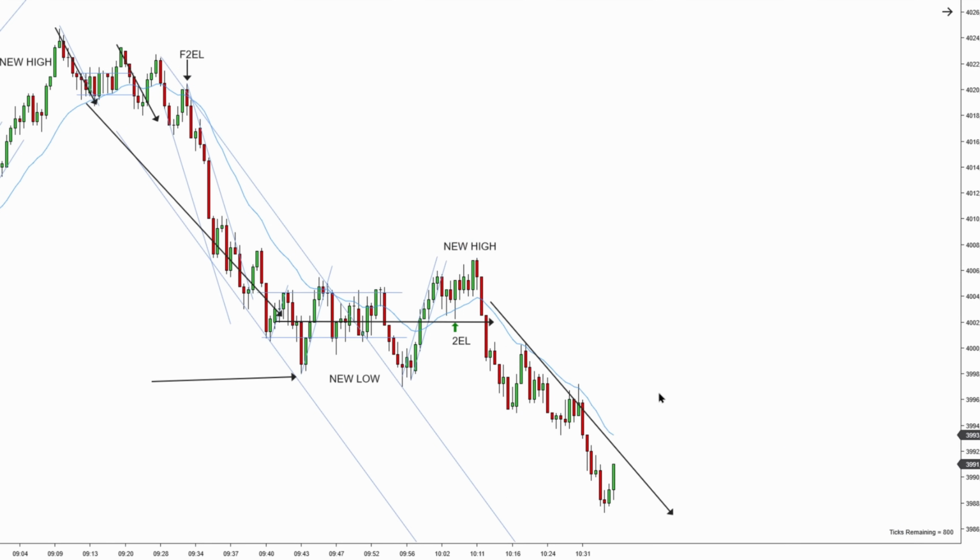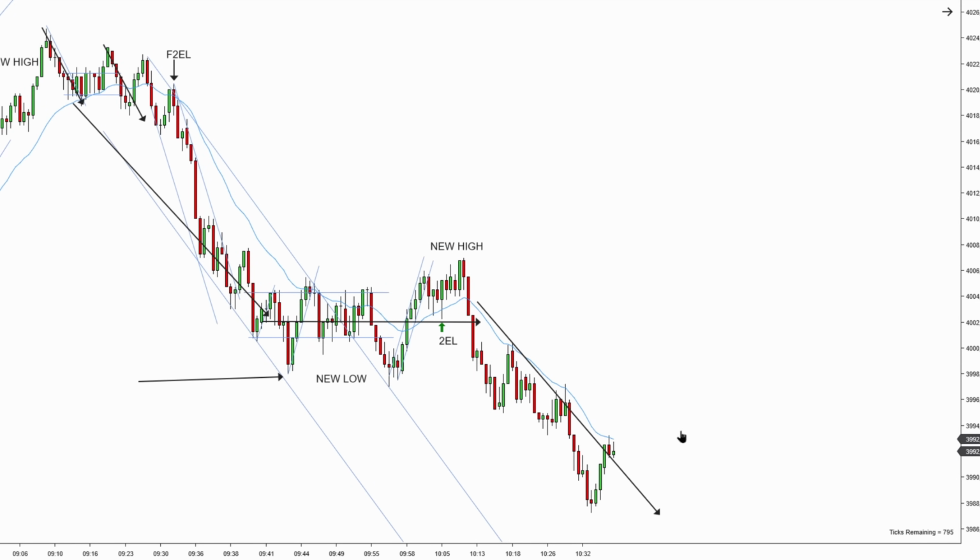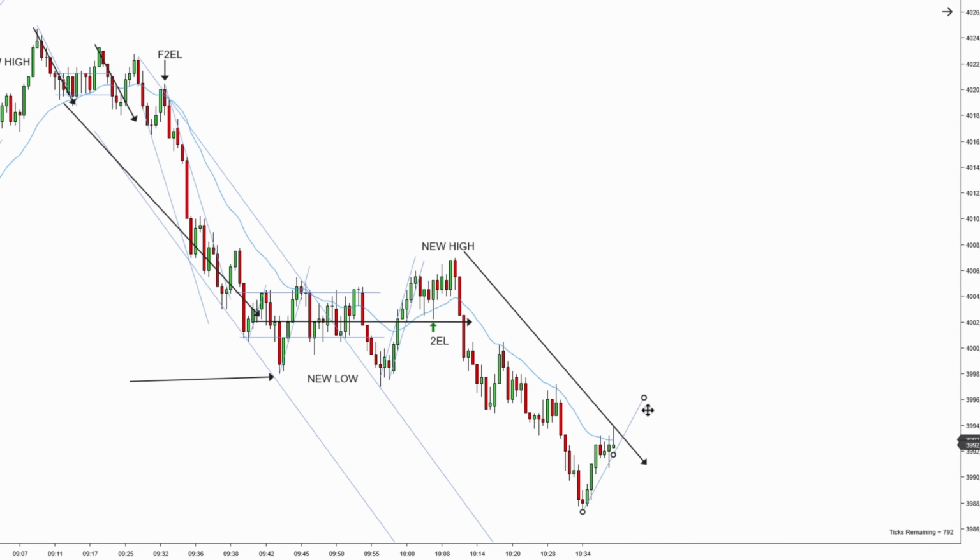So I'm just going to play it safe. The bias is not so clear. So you can see I'm going to redraw the channel. New low, first entry short, second entry short. Can I take it? No. I just had to break new low, larger 2 legs down. The bias is not clear.